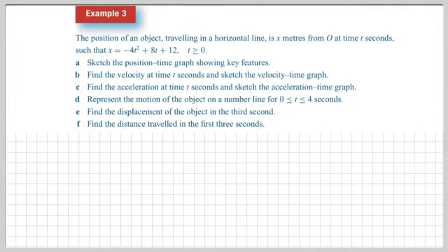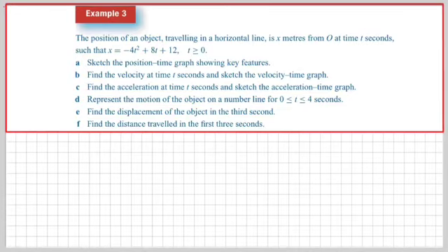Next question. What's this? Okay, we've got a position of an object travelling in a horizontal line is x meters from the origin at t seconds. It's a quadratic one, upside down quadratic one. Sketch the position time graph showing key features. That's all right, we can do that. No problem. Let's do it.